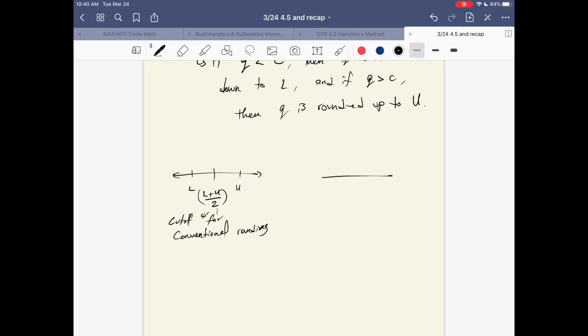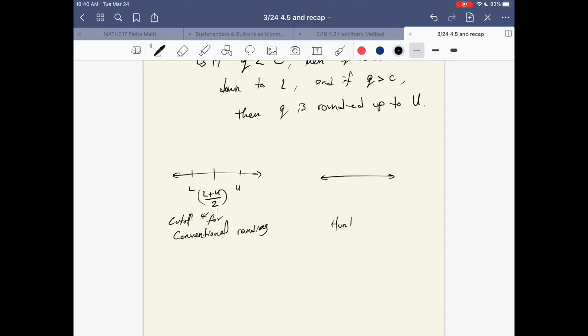Good. But we're not going to use L plus U over 2. Remember, this is what the actual average of L and U is. That's what gives us 0.5. In between 3 and 4, we get 3.5. 3 plus 4 over 2 is 7 over 2, 3.5.